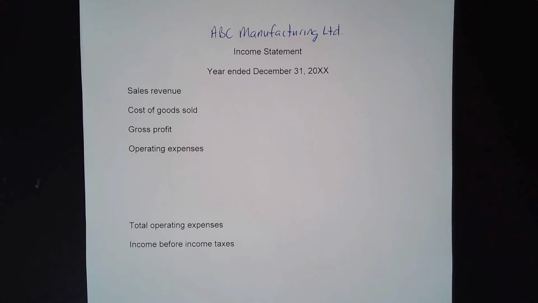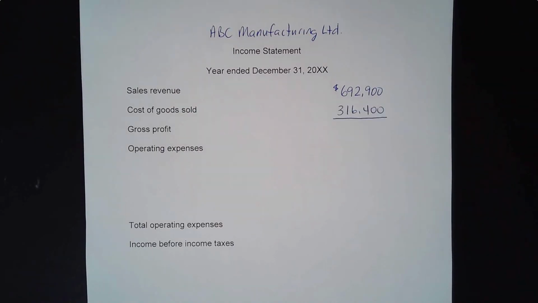First line item, sales revenue, $692,900. Then the cost of goods sold from our cost of goods sold schedule, $316,400. We can see that sales, $692,900, less the cost of goods sold of $316,400 gives us a gross profit of $376,500. Next, we have operating expenses.